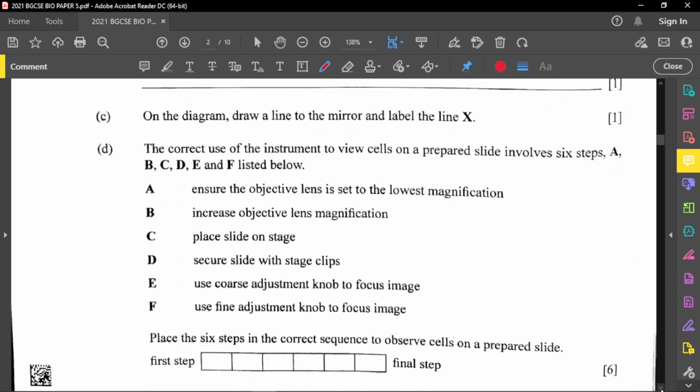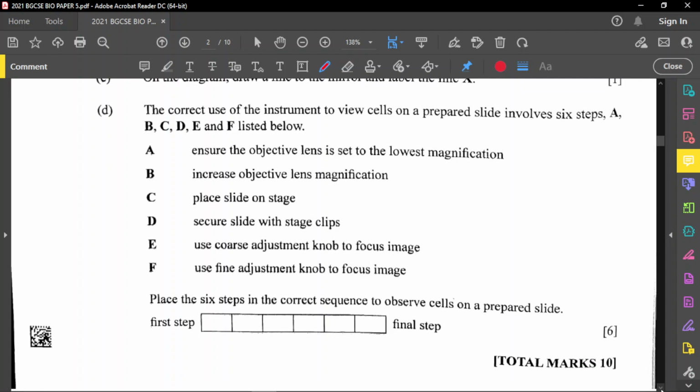And here now for part D, it said the correct use of the instrument to view cells on a prepared slide involves 6 steps, A, B, C, D, E, and F listed below. Place the 6 steps in the correct sequence to observe cells on a prepared slide, from first to last step. And it's 10 marks.